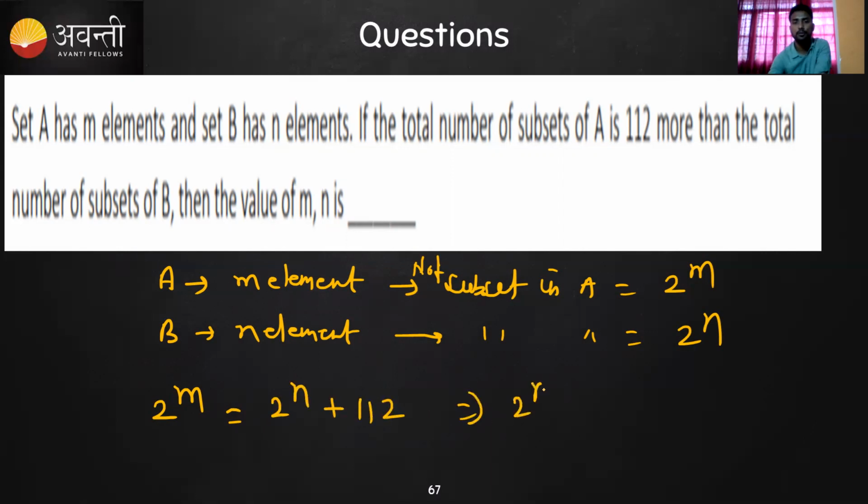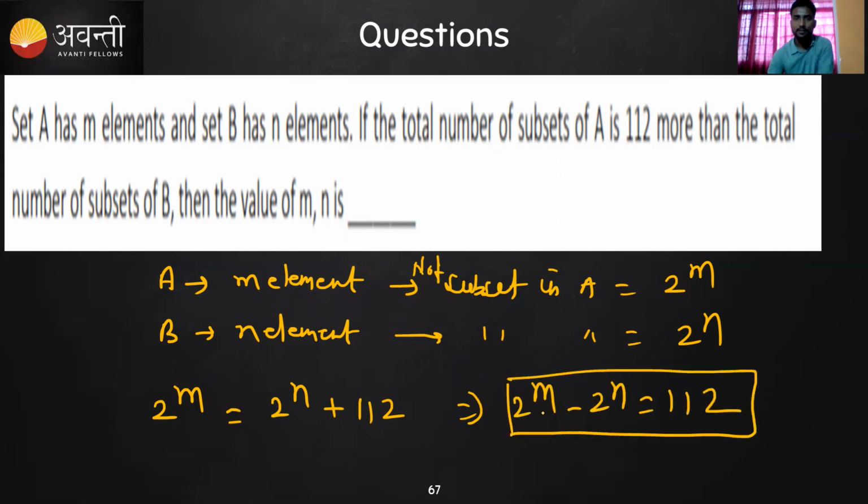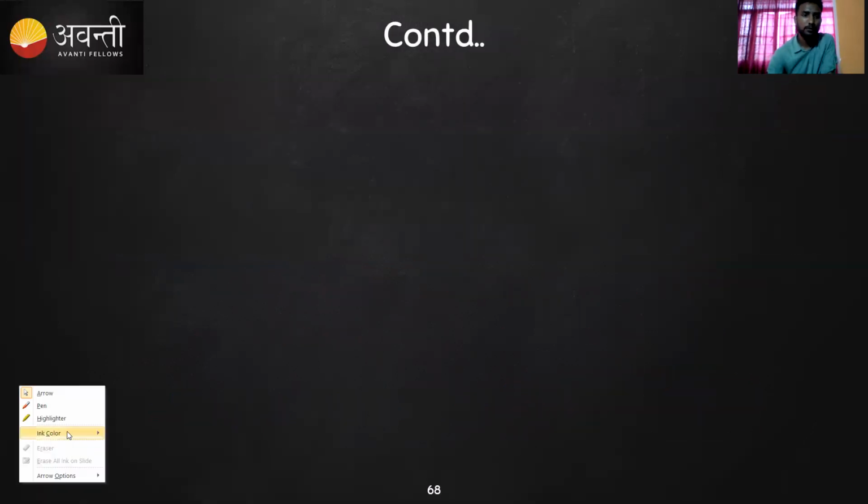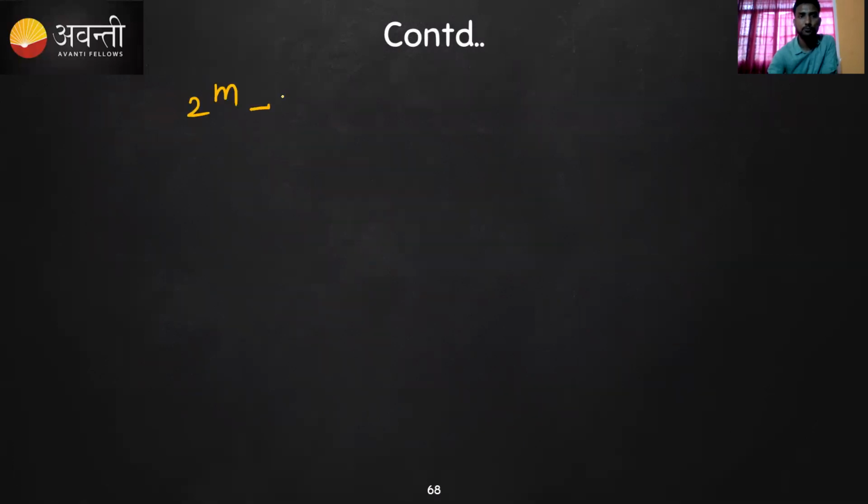So from here, what can you do? It is just like 2 to the power m minus 2 to the power n is equal to 112. That is, 2 to the power m minus 2 to the power n is equal to 112. What can we do here, guys? We have to find m into n. We have to find this m into n. So what can we do?